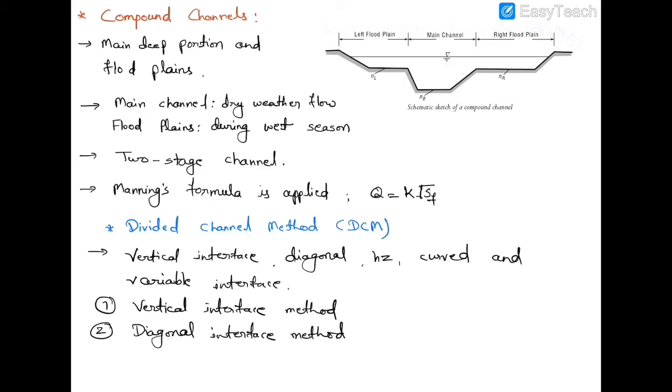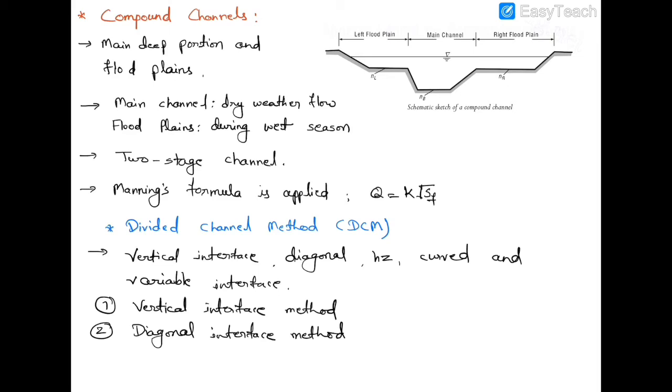A good example of a compound channel is a river. A majority of natural rivers have compound sections. A compound section is also known as a two-stage channel because when the depth of flow is small, the flow occurs only in the main channel, and when the depth of flow is high, then the flow spills over the bank of the main channel and reaches the floodplains.